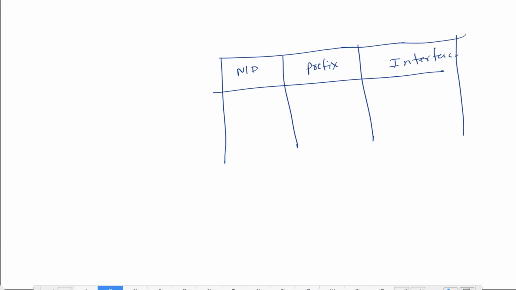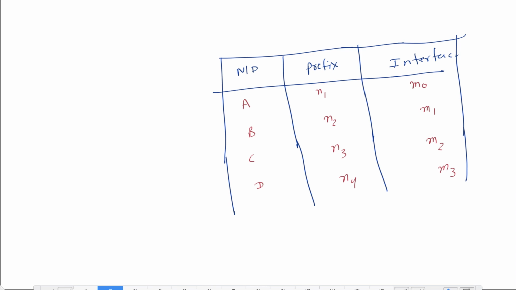Now, suppose some packet is coming. Let's suppose this is some network ID, which is ABCD. The prefix length is N1, N2, N3, N4, and the interface is M0, M1, M2, M3. Okay. Now, what is it going to do? If some packet is coming with some IP address, suppose this is the IP address IP1. This is the destination IP address of the packet.